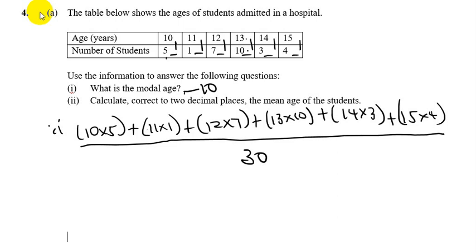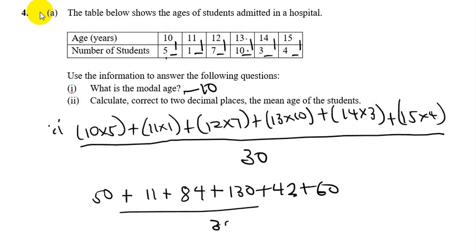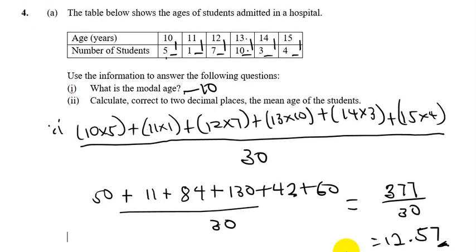Okay, so we are going to get 50 plus 11 plus 84 plus 130 plus 42 plus 60, all over 30, and that is going to give us 377 over 30. Now if you divide 377 by 30, you are going to get 12.57. So that is for the two decimal places. So that is the mean. That is the mean age.